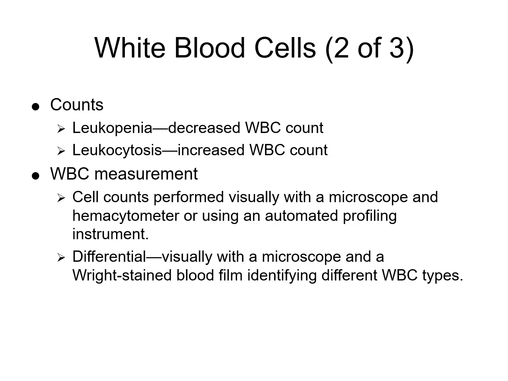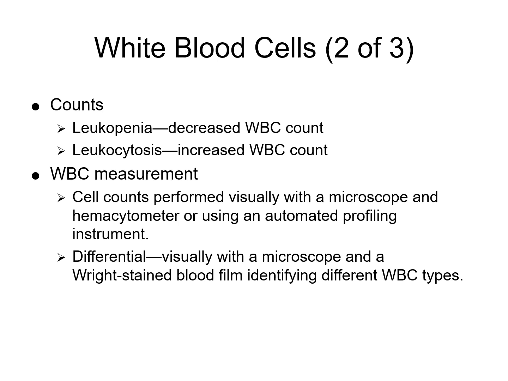For white blood cell count and measurement, the count is the measurement of the number of white blood cells in the blood. Leukopenia means a decreased white blood cell count, which could indicate infection, bone marrow disorders, or immune deficiencies. Leukocytosis is an increased white blood cell count, and that is often seen in infections, inflammation, or even certain leukemias. To measure white blood cells, we have manual and automated methods.